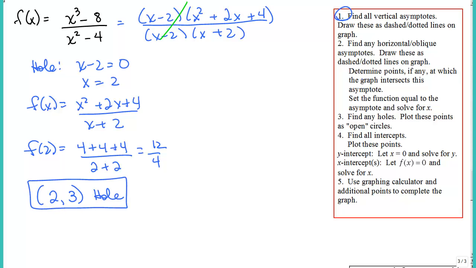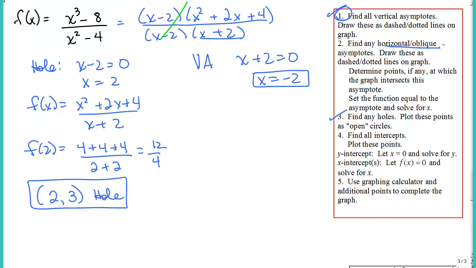So now let's go back to the vertical asymptotes. The vertical asymptotes are found from the remaining denominator. So I have x equals negative 2. So I have found the holes. Now I want to look here.